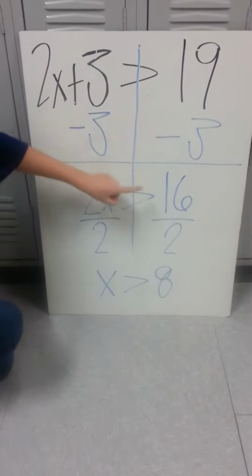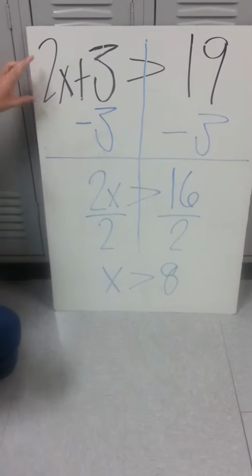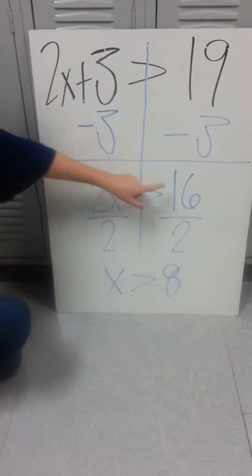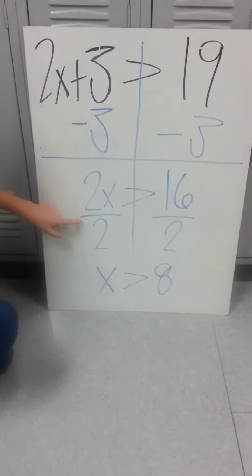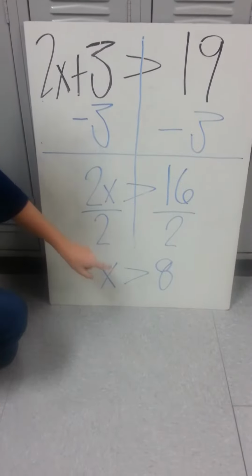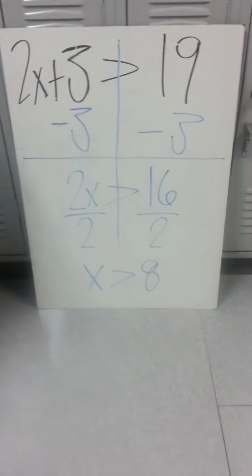So 19 minus 3 equals 16. And then you're left with 2x is greater than 16. And you have to get the variable by itself, so you have to divide by 2 on each side. And you get x is greater than 8.